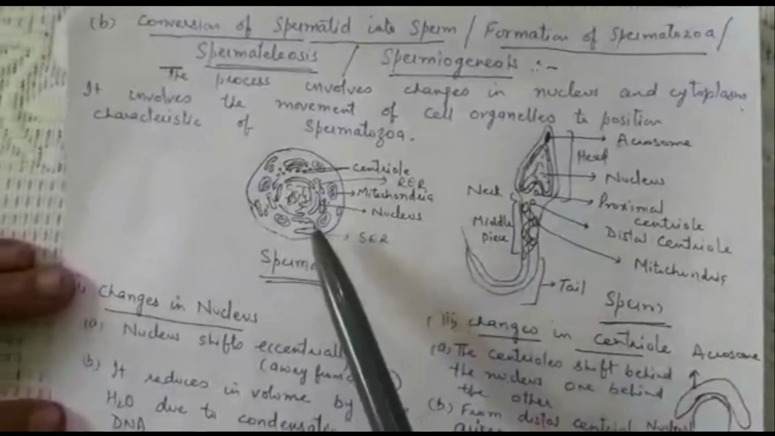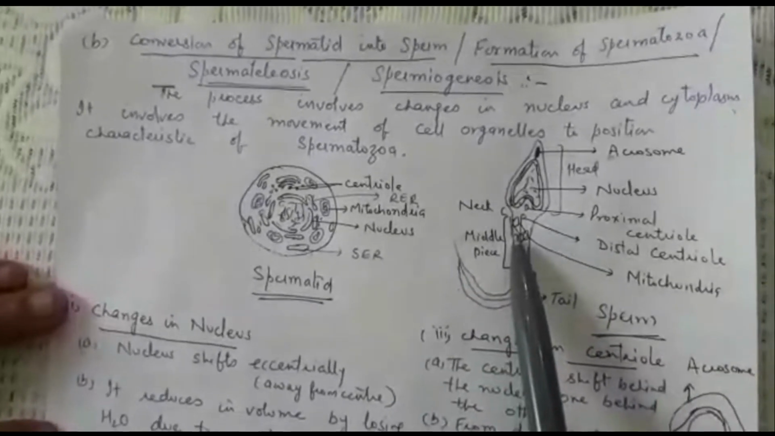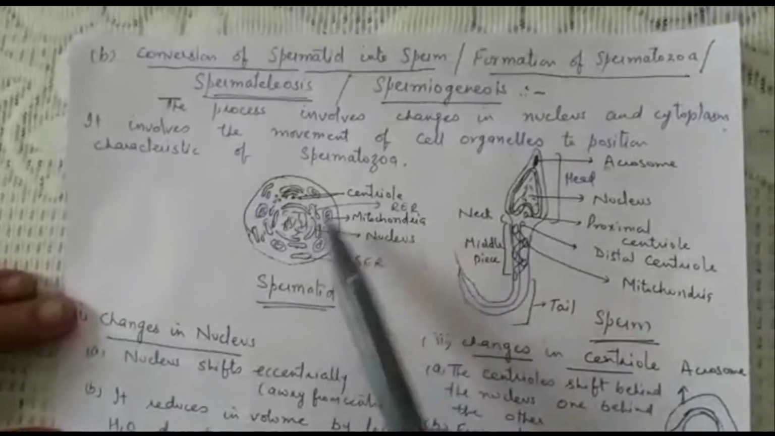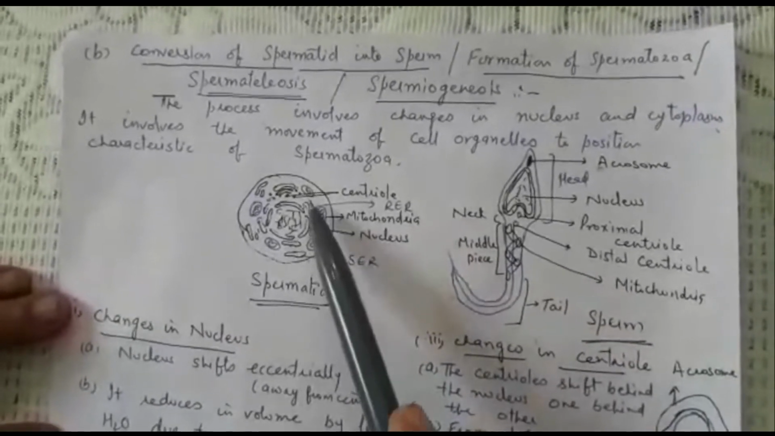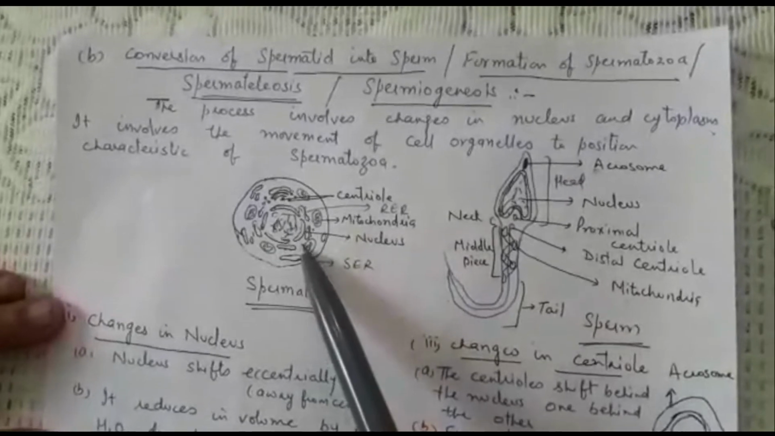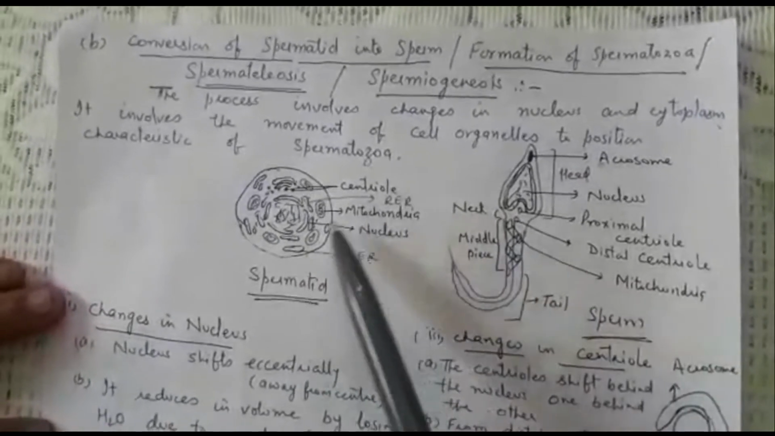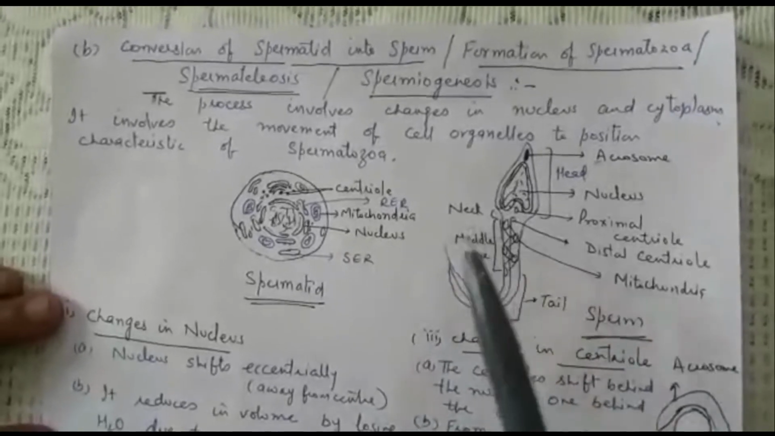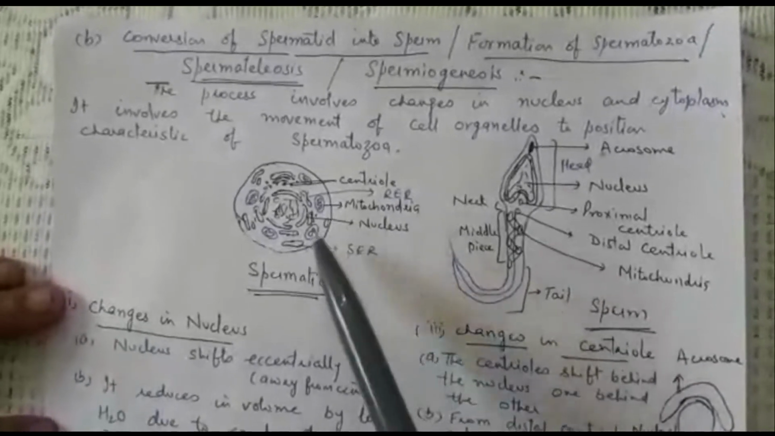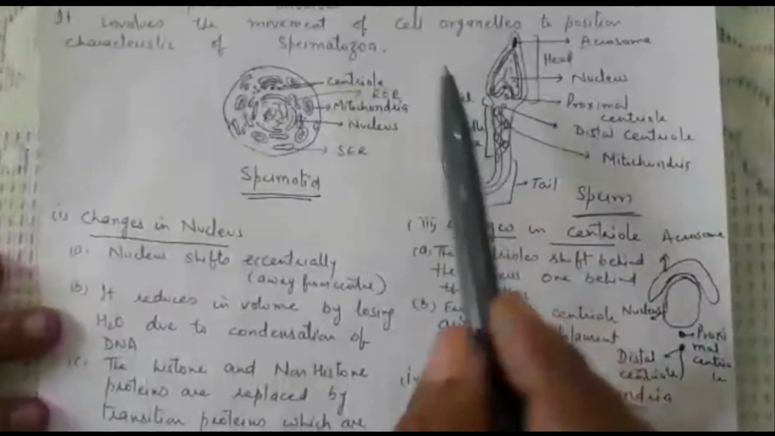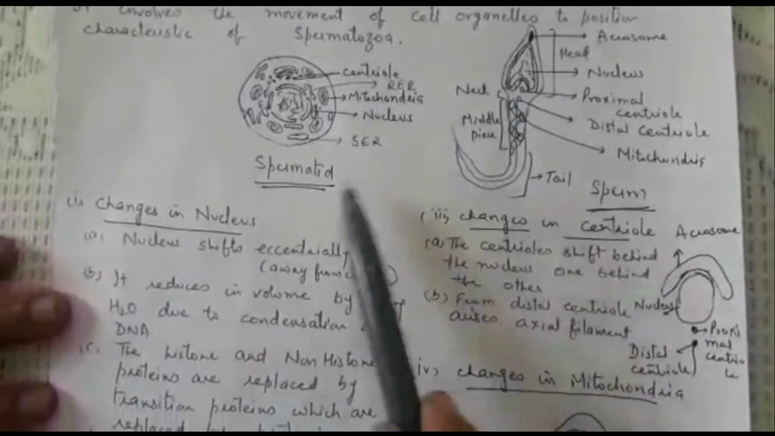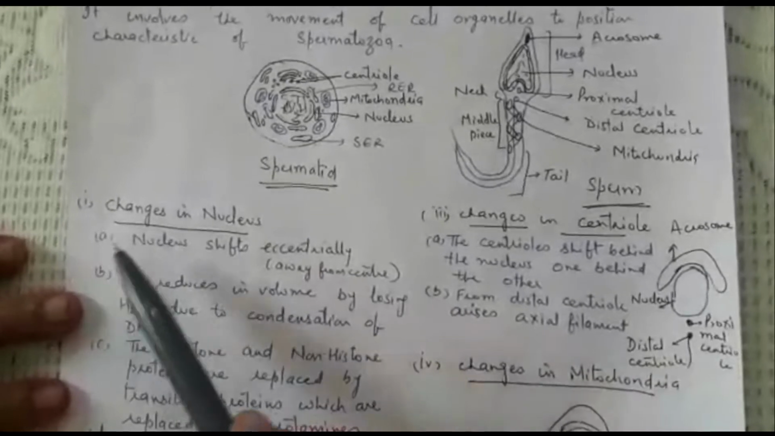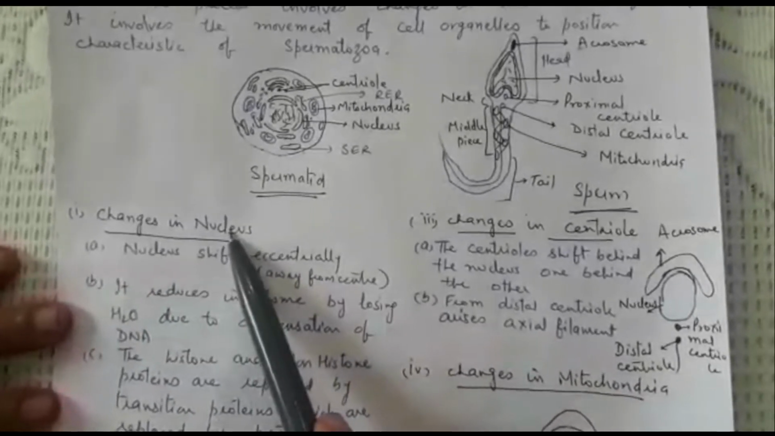Now just see, this spermatid has to change into this sperm. So naturally the process will involve changes in different cell organelles, shifting of different cell organelles, and lots of changes in nucleus, in cytoplasm and in the plasma membrane. So now we will study how this process takes place. The first step is, it's a continuous process, but for our convenience we have divided it into different steps. First is changes in nucleus.